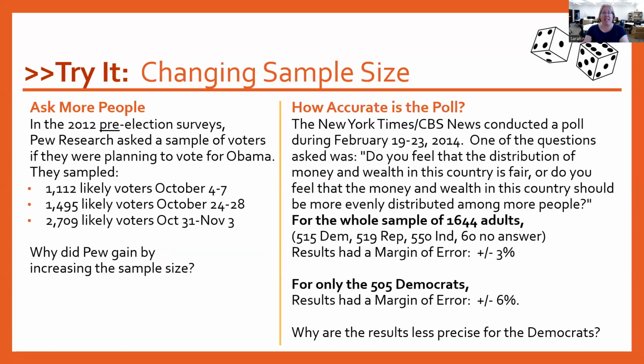We have two examples in your notes. The first one is called Ask More People. In the 2012 pre-election surveys, Pew Research asked a sample of voters if they planned to vote for Obama. About a month out, in early October, they surveyed 1,100 people. A couple of weeks before, at the end of October, they surveyed about 1,500 voters. And then the week leading up to the election, they surveyed 2,700, quite a bit more than the first time around.